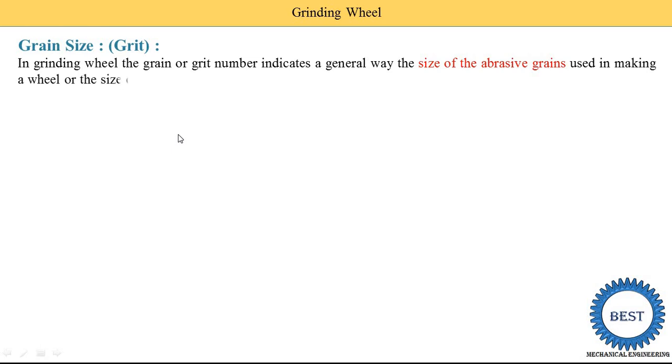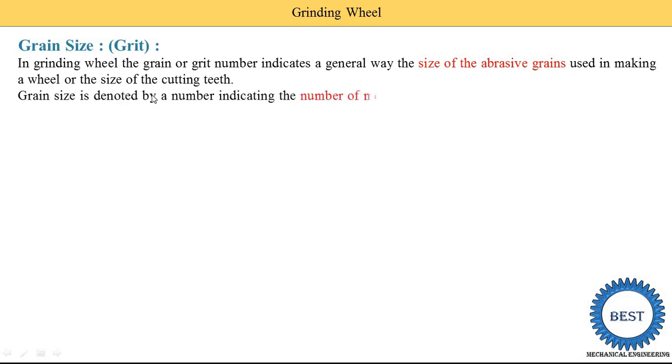Now second is the grain size. Last time we studied the abrasive. Now, what is the size of these abrasive particles? It is called the grain size. In a grinding wheel the grain or grit number indicates in a general way the size of the abrasive grain used in making the wheel, or the size of the cutting teeth. It means the size of the abrasive particle is called the grain size.